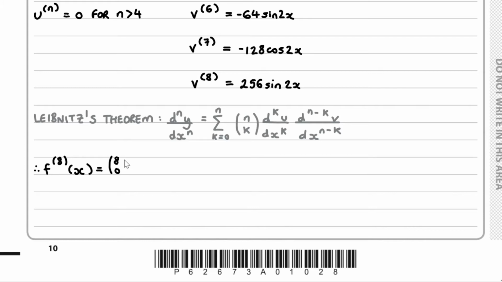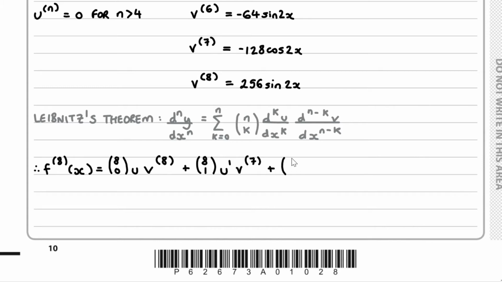8 choose 0. So we've got 8 choose 0, and then we've got the function u multiplied by v and its 8th derivative. So we multiply u by the 8th derivative of v. And then we have 8 choose 1, the first derivative of u, multiplied by the 7th derivative of v.